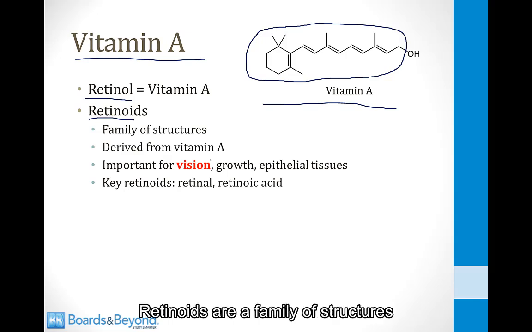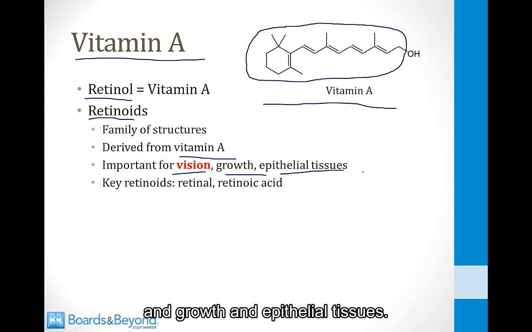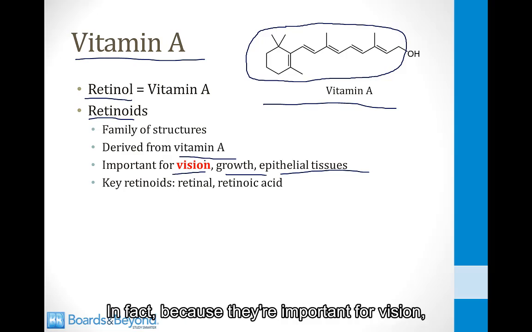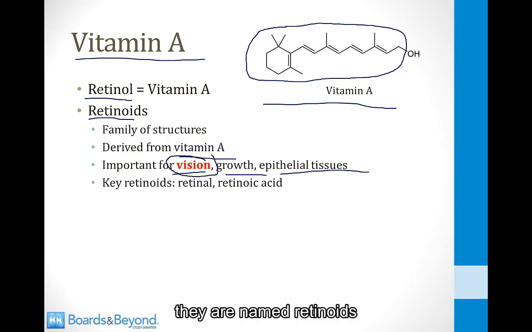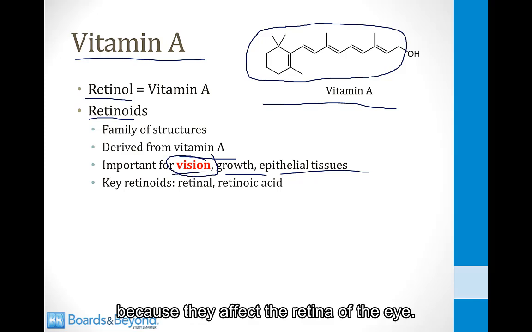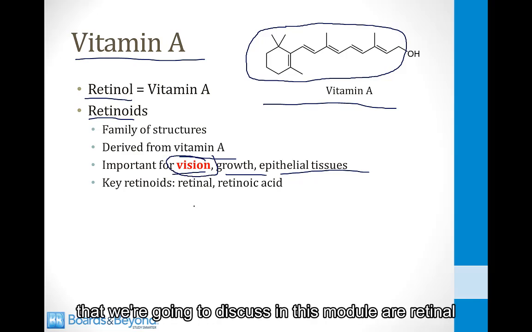Retinoids are a family of structures that are derived from vitamin A, and they are important for vision and growth and epithelial tissues. In fact, because they're important for vision, they are named retinoids because they affect the retina of the eye. And some of the key retinoids that we're going to discuss in this module are retinol and retinoic acid.